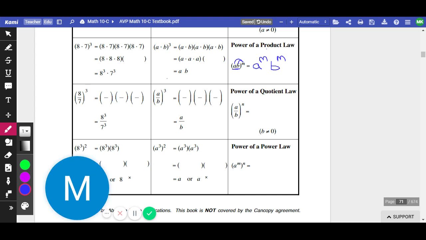How it looks with numbers. If I have 8 times 7 to the power of 3, the 3 can come into both things to become 8 to the power of 3, 7 to the power of 3. How it looks with letters. If I had ab to the power of 3, the 3 would come in to become a to the power of 3, b to the power of 3. Just got to fill in the blank of the notes.